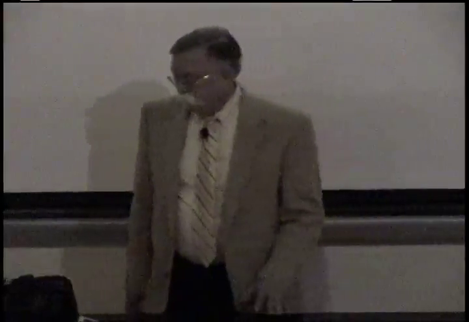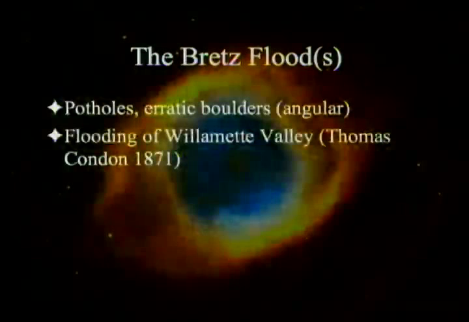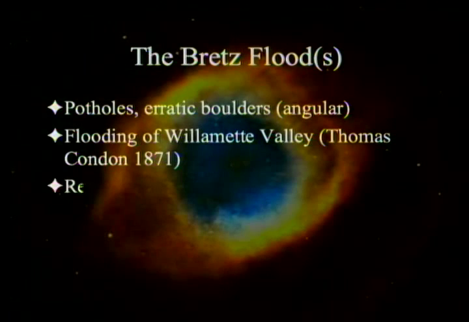There are erratic boulders, boulders that came from somewhere else, mostly back in the Montana area, just sitting there in the middle of fields for no good reason. Some of them were angular, suggesting they hadn't just been rolled into place, because when you do that to a rock, you knock off the angles. There was flooding of the Willamette Valley, which was discovered in 1871 for no obvious reason. Bretz did most of his research on foot, which handicapped him in being able to see some things.